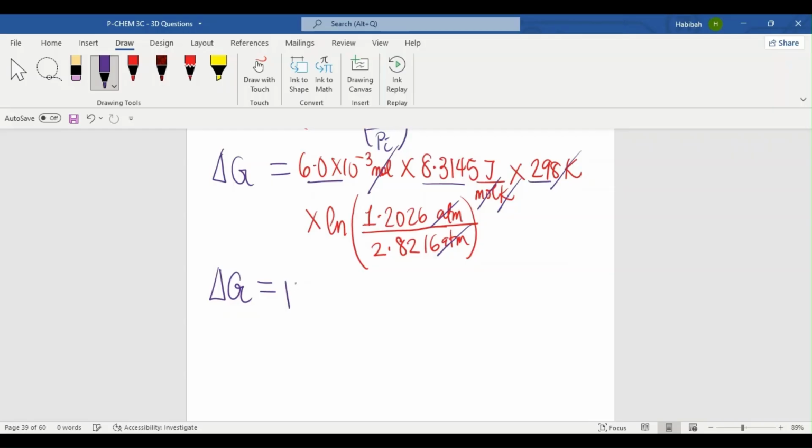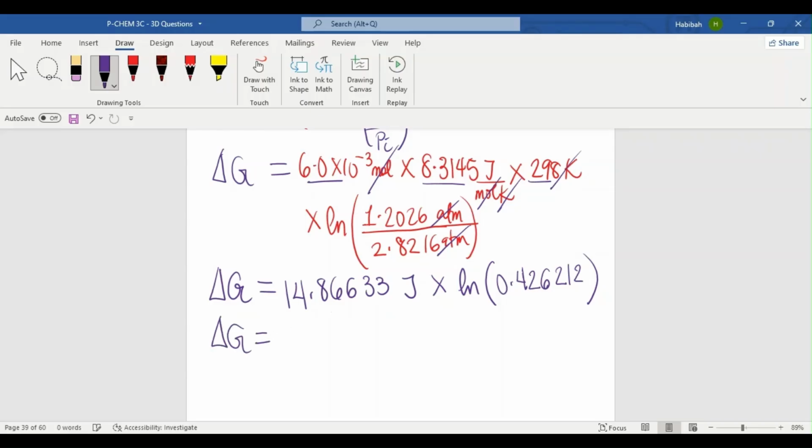Putting that in our calculator, we have 14.86633 joules, times ln of 1.2026 divided by 2.8216, which is the same thing as ln of 0.426212. When you multiply them together, you end up with negative 12.6783 joules. That's basically the answer to this question.